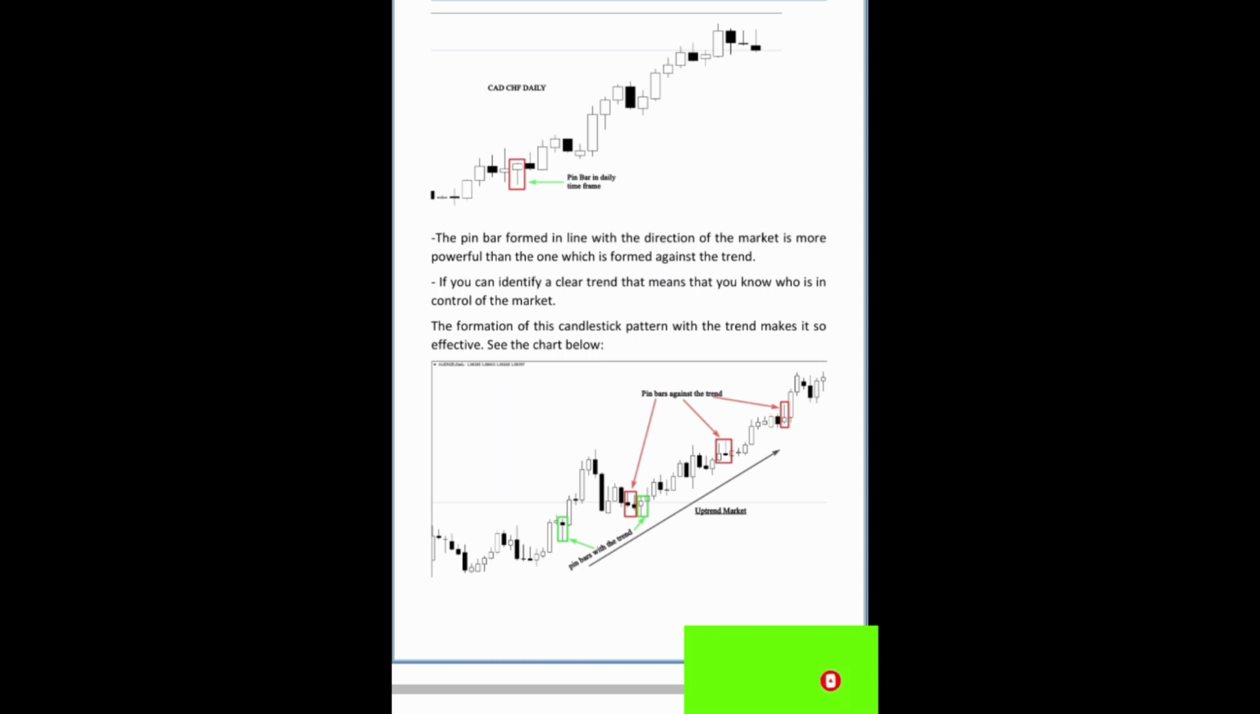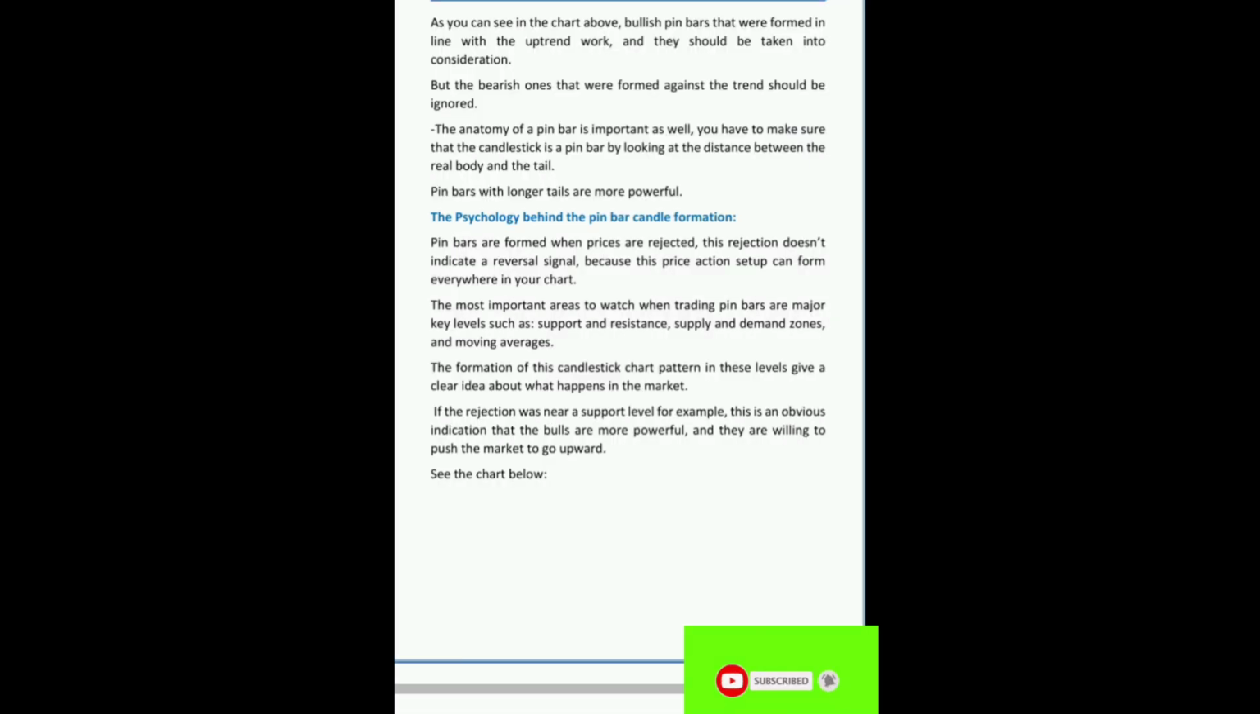If you can identify a clear trend, that means that you know who is in control of the market. The formation of this candlestick pattern with the trend makes it so effective. See the chart below. As you can see in the chart above, bullish pin bars that were formed in line with the uptrend work, and they should be taken into consideration. But the bearish ones that were formed against the trend should be ignored. The anatomy of a pin bar is important as well. You have to make sure that the candlestick is a pin bar by looking at the distance between the real body and the tail. Pin bars with longer tails are more powerful.